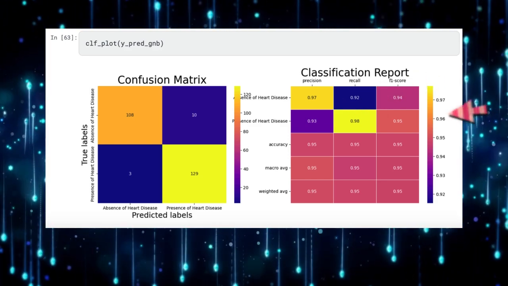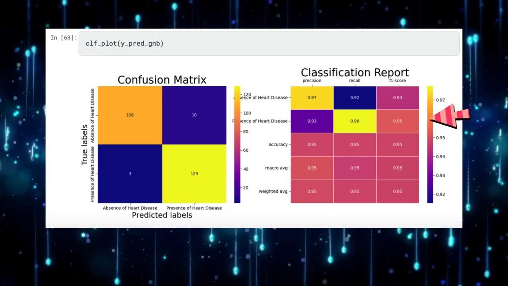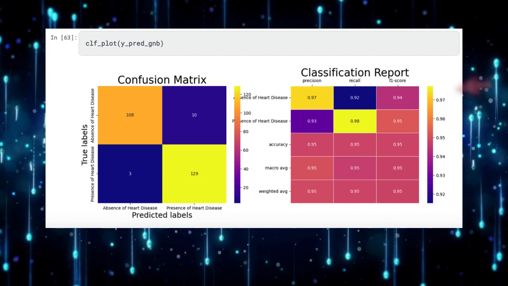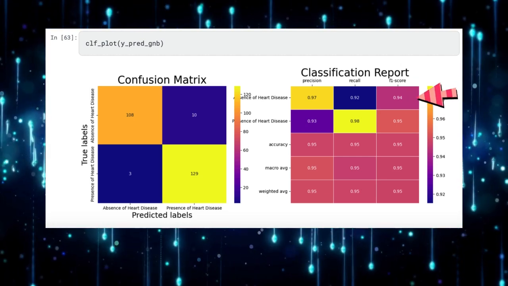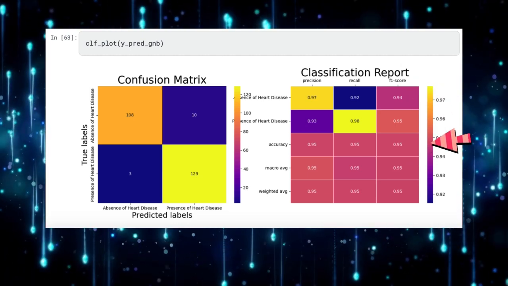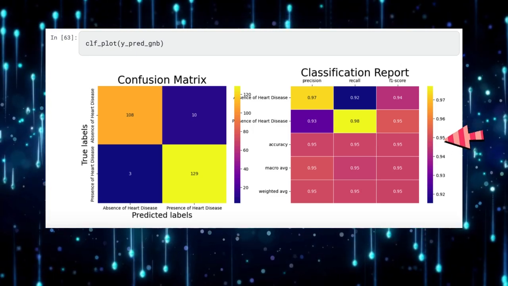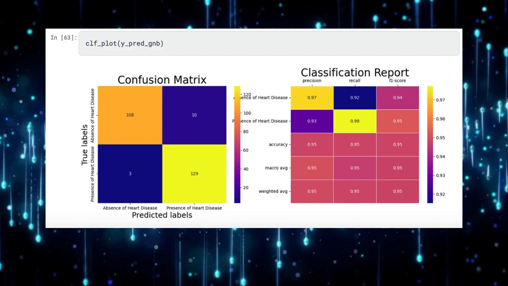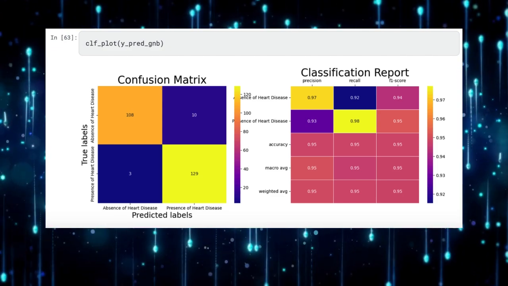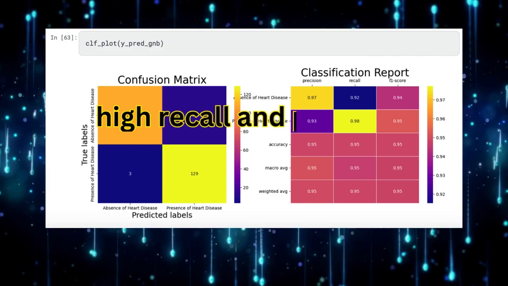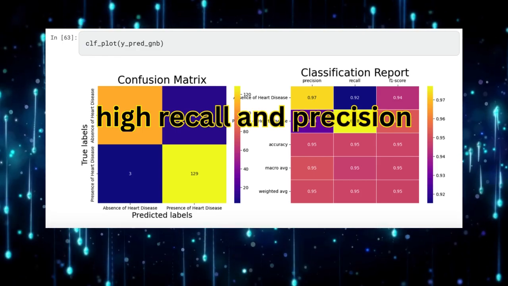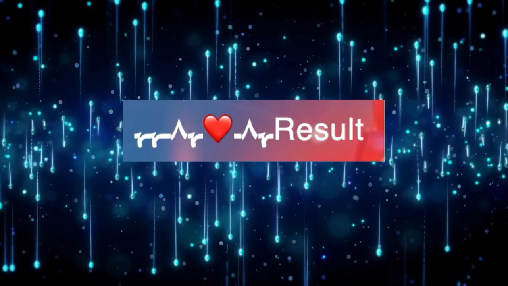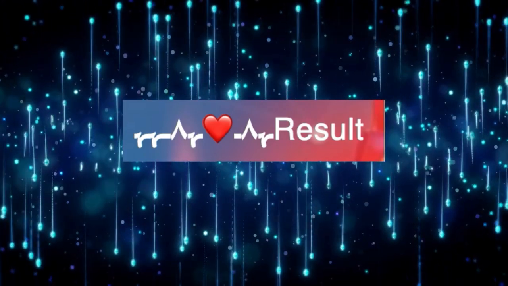F1 score. The F1 score, which balances precision and recall, is 0.95 for presence of heart disease and 0.94 for absence of heart disease. Accuracy. Overall, our model has an accuracy of 0.95, meaning it correctly predicts 95% of the cases. So, the Gaussian Naive Bayes model is performing quite well, especially with a high recall and precision for detecting heart disease. Result. Let's walk through the code to compile and visualize the performance results of different machine learning algorithms.